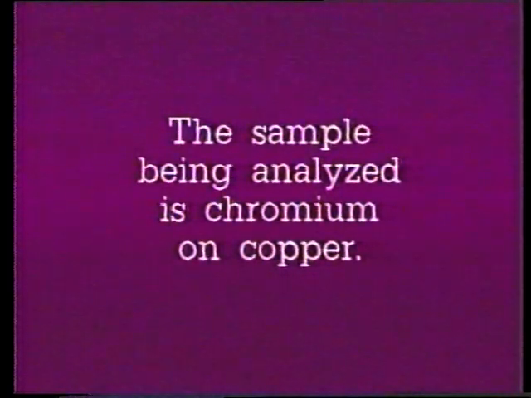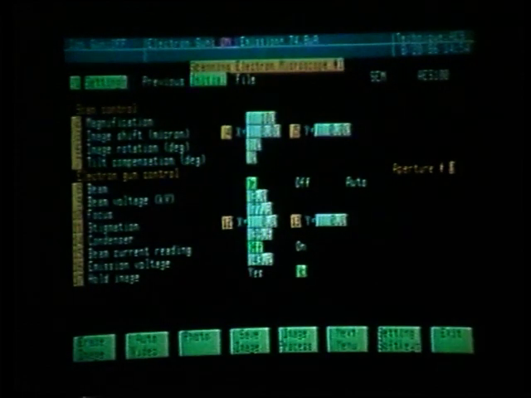The sample we are analyzing is a chromium on copper sample. The chromium is probably oxidized on the surface with some carbon also present. What we would like to do is set up the electron gun for the depth profile and then first obtain a survey scan to find out exactly what is present on the surface.